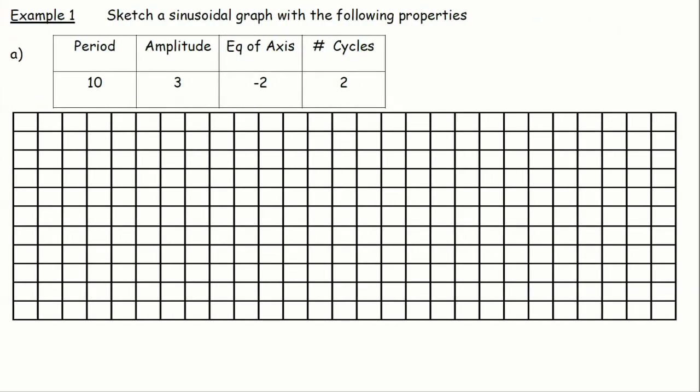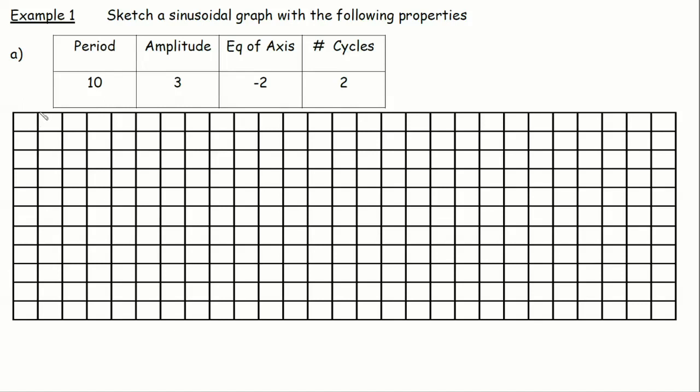Okay, so in this example, what we're going to do is sketch a sinusoidal graph with the following properties. Sinusoidal just refers to that pattern that the sine and the cosine function take, okay? So there's going to be that same shape, but we want to have the following properties. We want the graph to have a period of 10 units, an amplitude of 3 units, the equation of the axis to be at -2, and we're going to sketch 2 cycles of this graph.